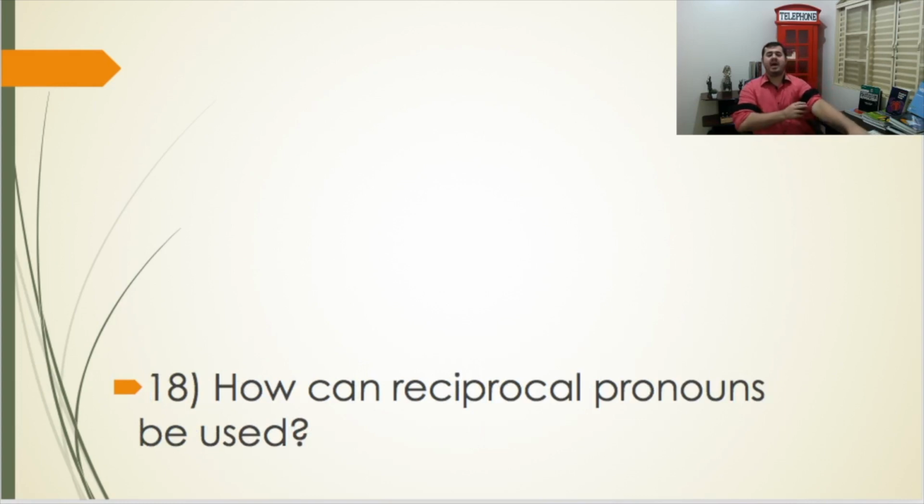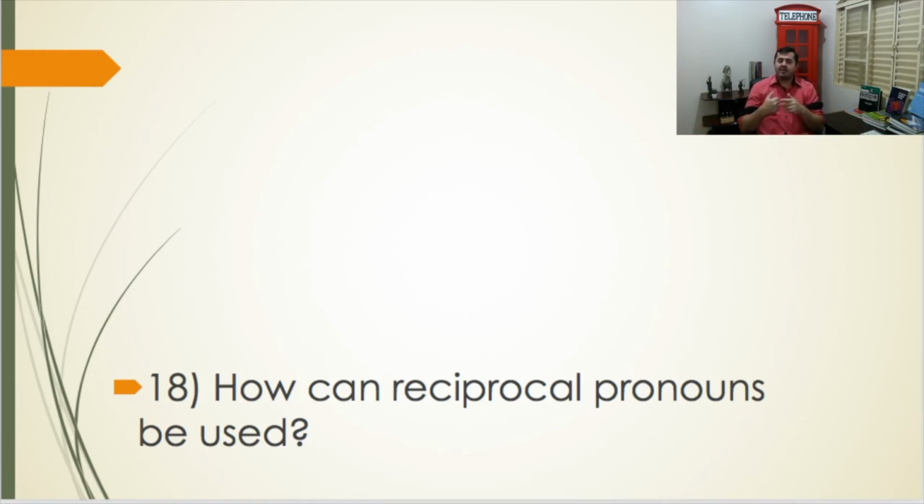18. How can reciprocal pronouns be used? Let me read that again. How can reciprocal pronouns be used? Oh, reciprocal pronouns, of course. From one person to another person. So reciprocal, right? I got it. So basically they're formed by two main phrases. We use each other and one another. Again, each other or one another. Okay?